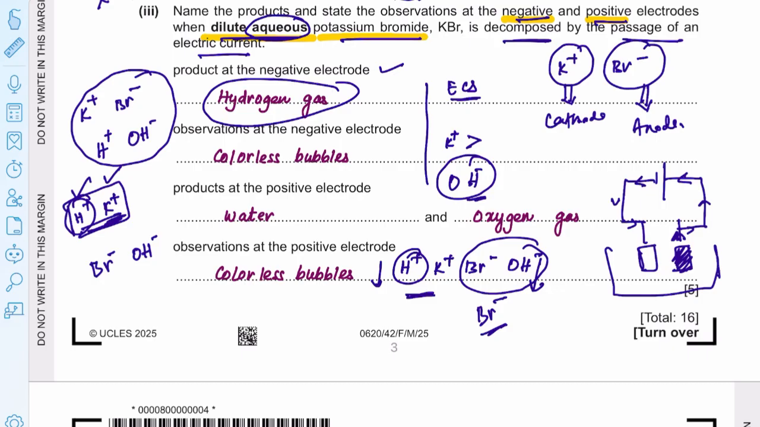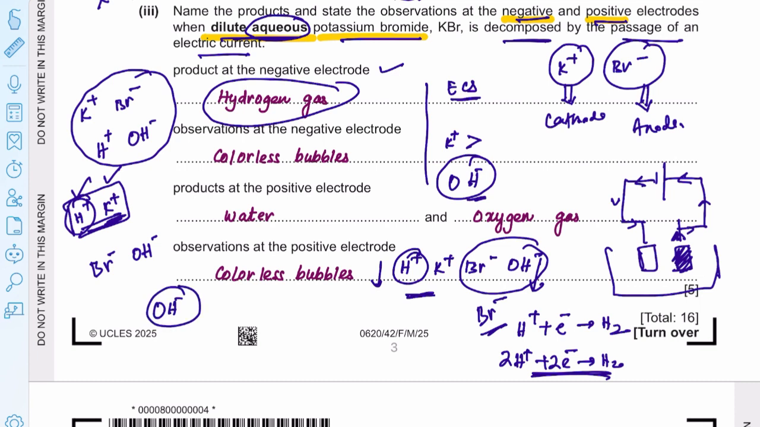So the half equation for the negative electrode will be H plus plus e minus gives H2. If I balance it, it will be 2H plus plus 2e minus gives H2. You can see here, right? Because the negative electrode receives electrons.